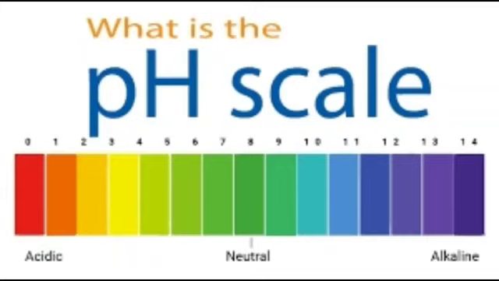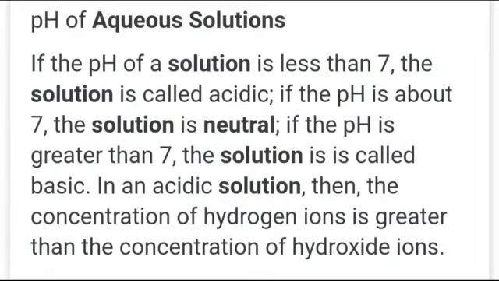Next point, we see what the pH scale is, and what the acidity, basicity and neutrality of an aqueous solution are. For a neutral solution at 25 degrees Celsius, the concentration of H+ is equal to the concentration of OH-, which is equal to 1.0 into 10 raised to minus 7. The pH of a neutral solution will be minus log to the base 10 of the concentration of H+, which is equal to minus log to the base 10 of 1 into 10 raised to minus 7, which is equal to 7.